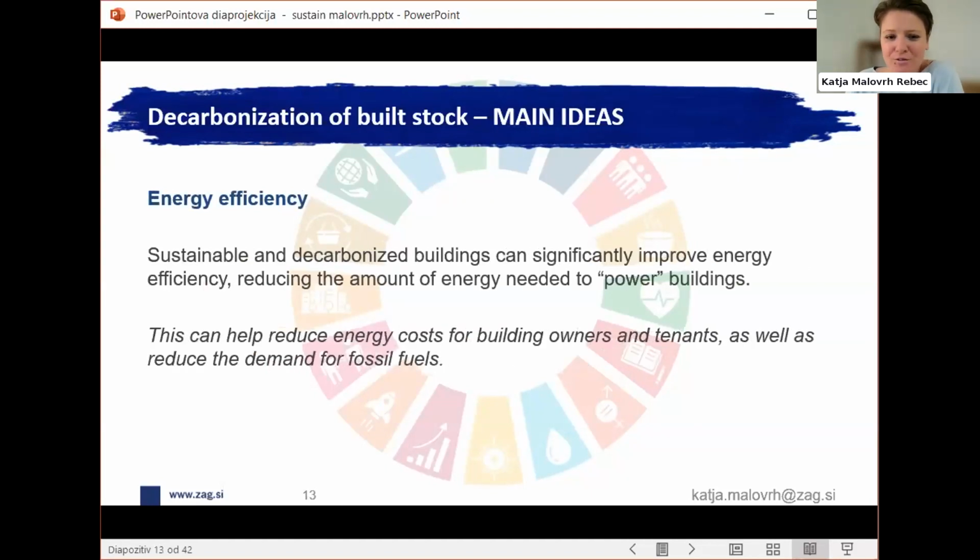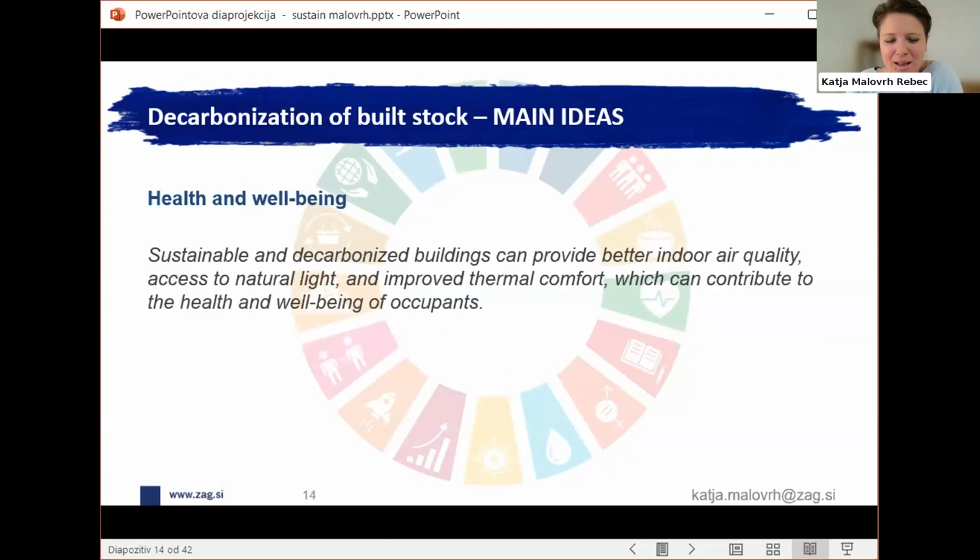Also, we are focused on energy efficiency, so we might want to reduce the amount of energy we need to power our buildings due to a huge demand of fossil fuels, for example, related to this topic, and also other issues that result.